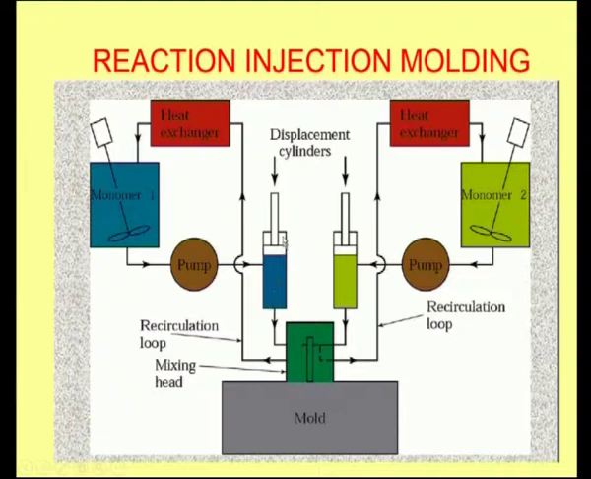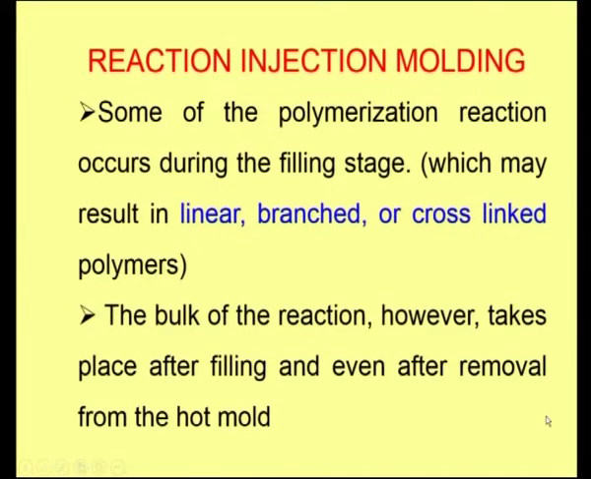And also you have displacement cylinders to adjust the rate. Normally we have a ratio control here. That means the ratio of monomer 1 to monomer 2 could also be set in the ratio control. So therefore these two liquid streams are mixed thoroughly in this mixer and then injected into the mold. So this is a typical scheme of reaction injection molding.